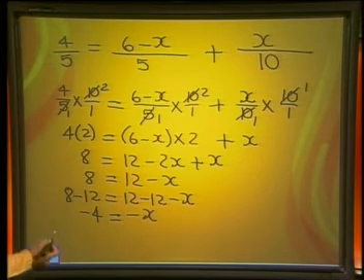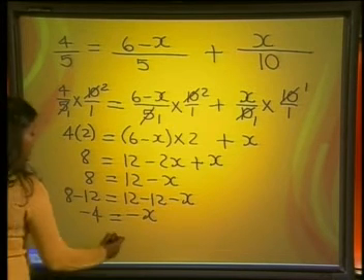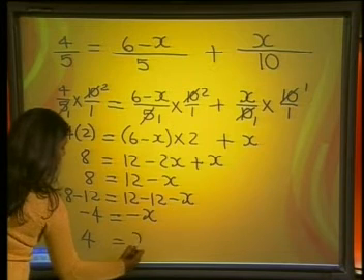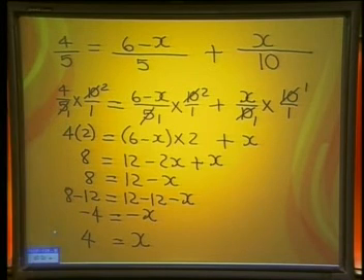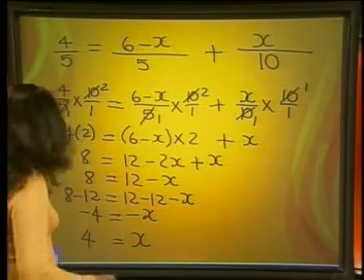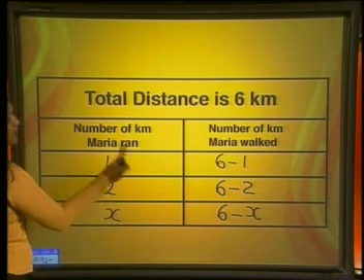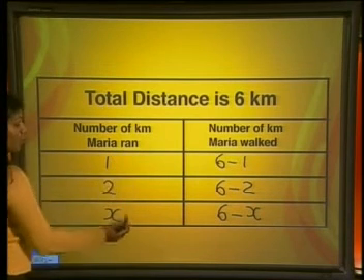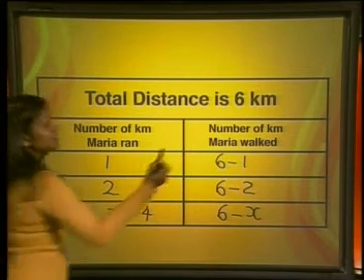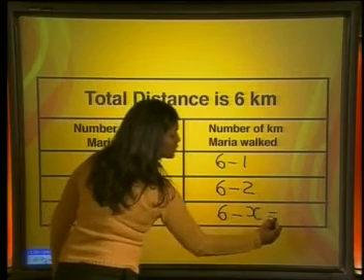Now our question was to solve for x, so I need to divide both sides by -1, and I end up with 4 is equal to x. As always, we need to check our answer. In our table, we know that x represented the number of kilometers that Maria ran. We just found x to be equal to 4. This means that the number of kilometers that Maria walked is 6 minus 4, which is equal to 2.